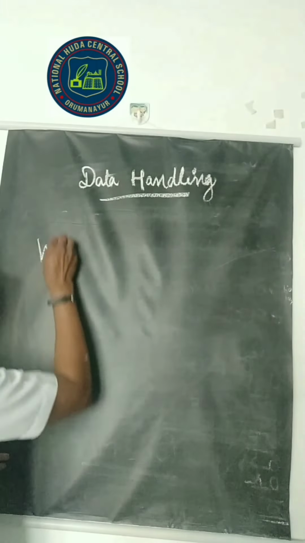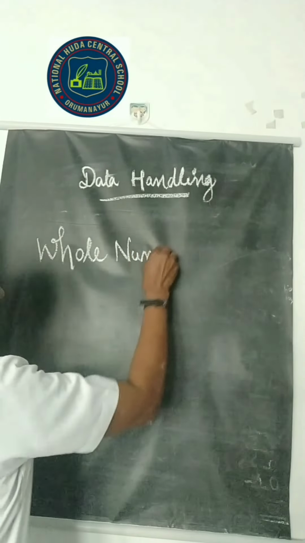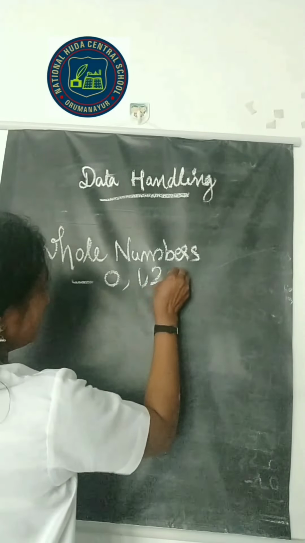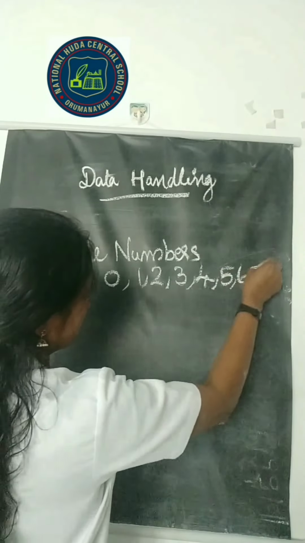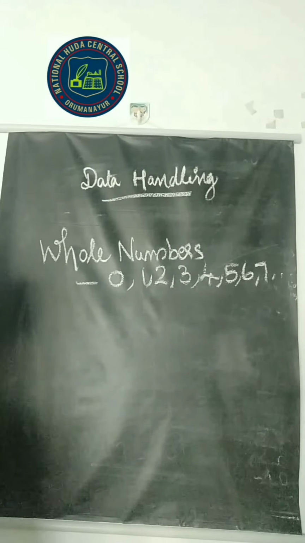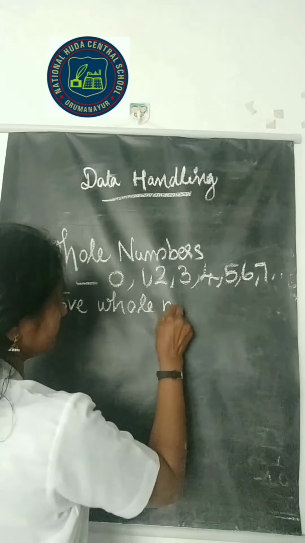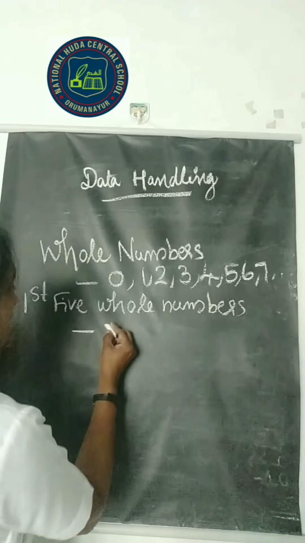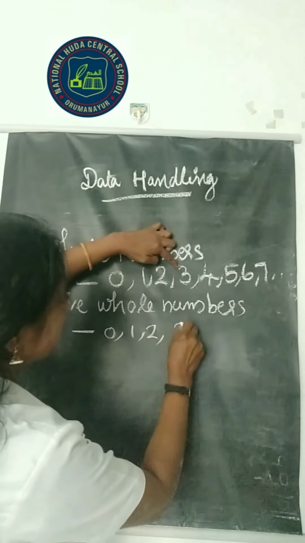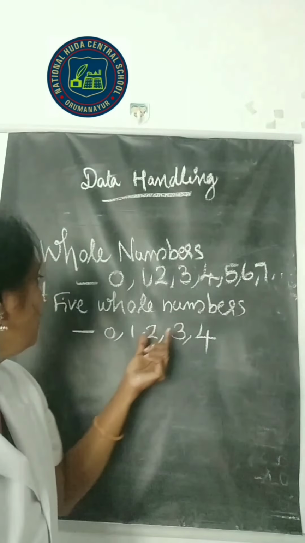Next question: find the mean of the first five whole numbers. To do this problem, you have to know what whole numbers are. Whole numbers are 0, 1, 2, 3, 4, 5, etc. We have to start from 0: zero, one, two, three, four, five, six, seven, eight, nine, etc. Next, which are the first five whole numbers? They are 0, 1, 2, 3 and 4. So these are the first five whole numbers.